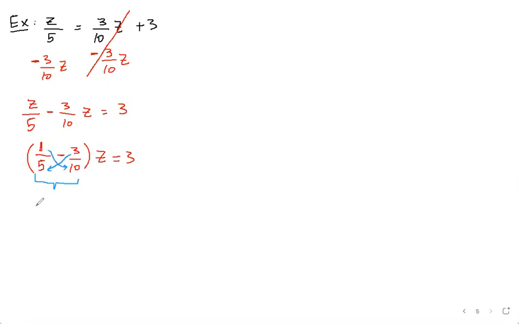So 1 times 10 is 10. 5 times minus 3 is minus 15, over 10 times 5, which is 50. So they give me minus 5 over 50. I can simplify it by dividing by 5. That gives minus 1 over 10. So let me continue solving the question. This equals minus 1 over 10 z equals 3.